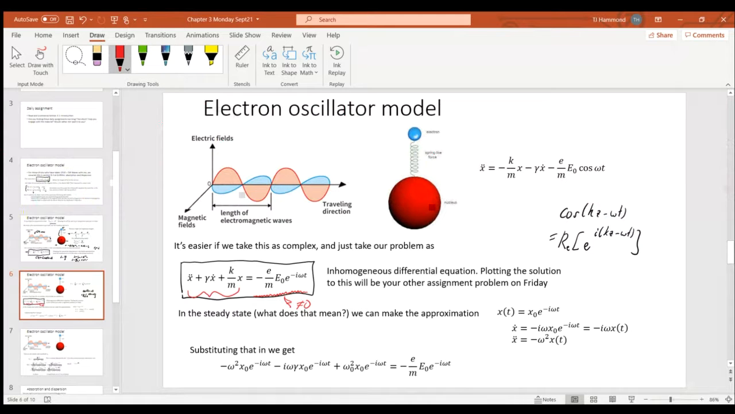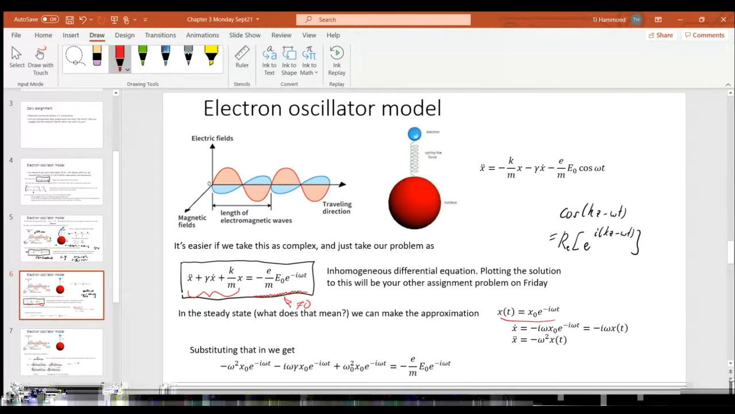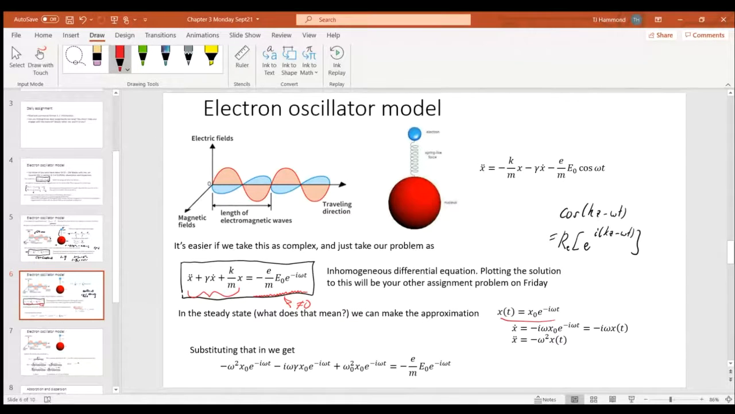So x of t in the steady state is going to be some amplitude, and then e to the minus i omega t. We don't know what x naught is yet. In fact, x naught could be complex, which it will have to be. We know that x of t is a position, so it should be real, but we have e to the minus i omega t, which is obviously complex. So x naught will also be some kind of complex value. That means it could have a phase, some kind of discrepancy. It doesn't have to be purely real, so it's not necessarily going to be some value like 1 nanometer.